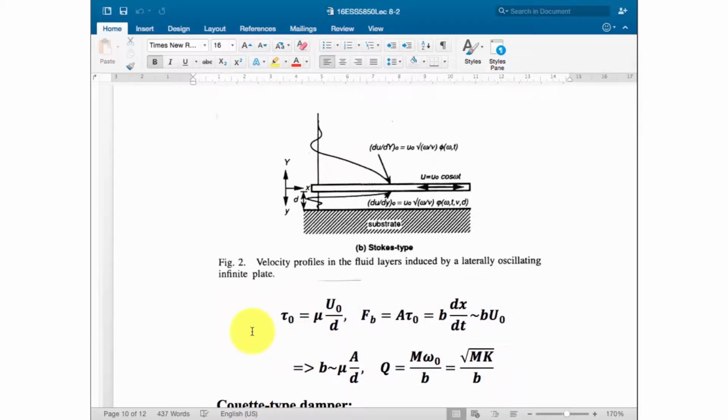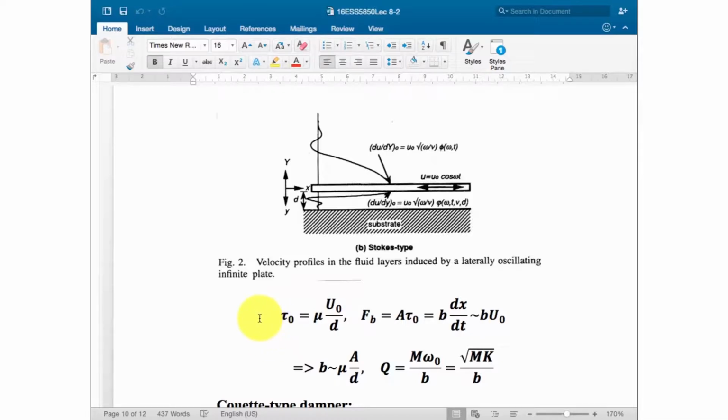You can write it down because it's not in your text. Tau 0 equals mu times U0 over D. U0 over D is the velocity gradient along the vertical direction. The original definition of tau 0 is mu times partial u partial y. In the y direction, you have a velocity gradient, partial u partial y. This gradient times the viscosity gives you the shear stress from the viscosity.